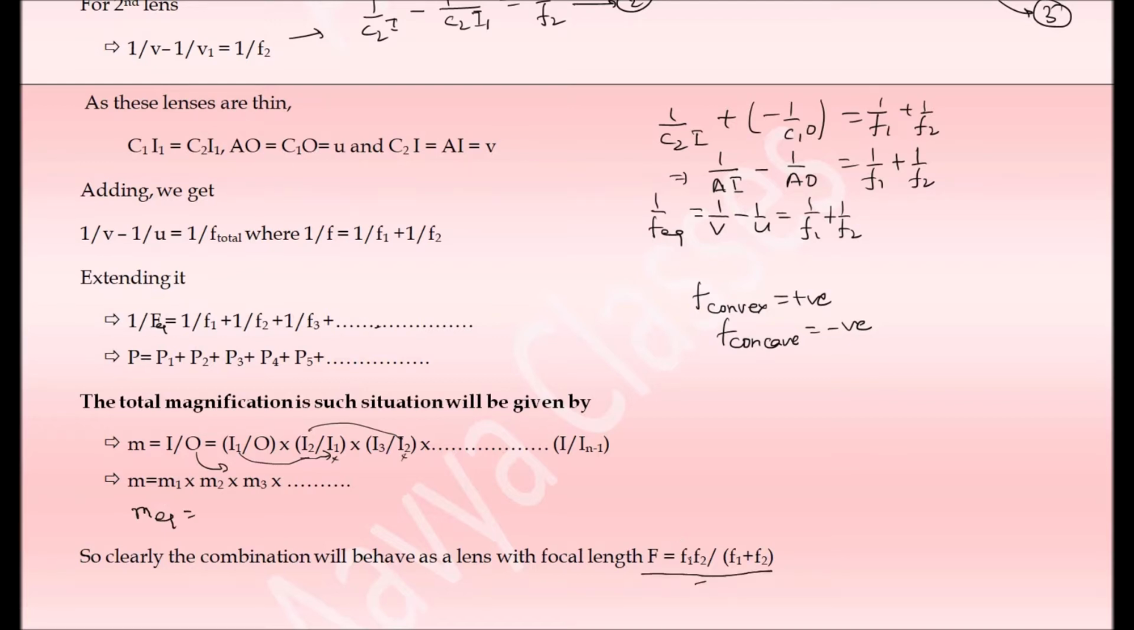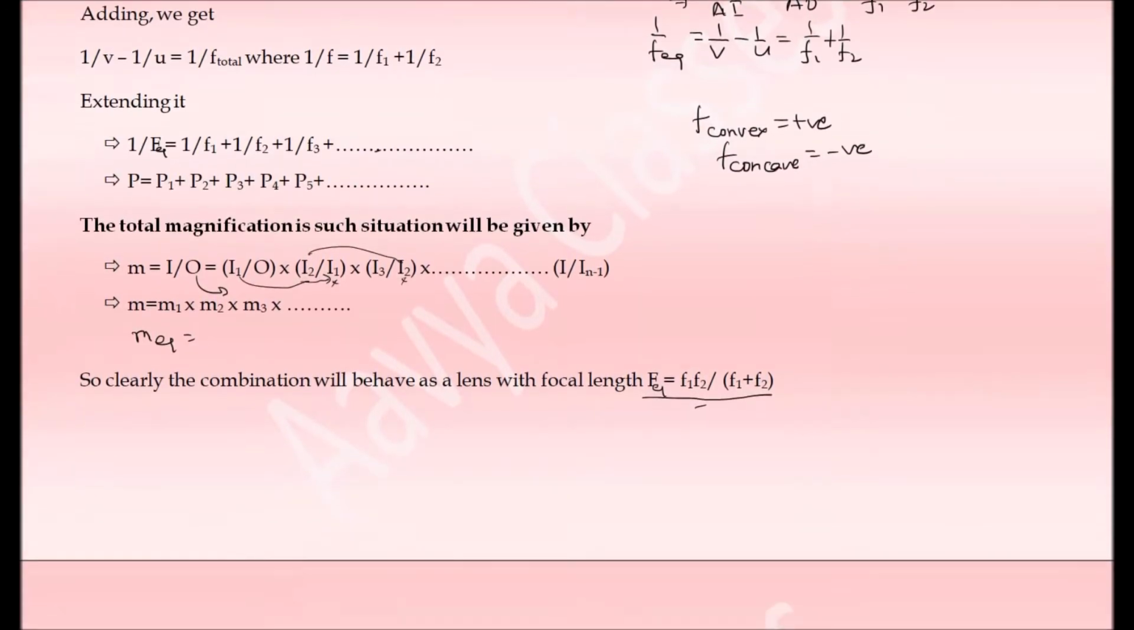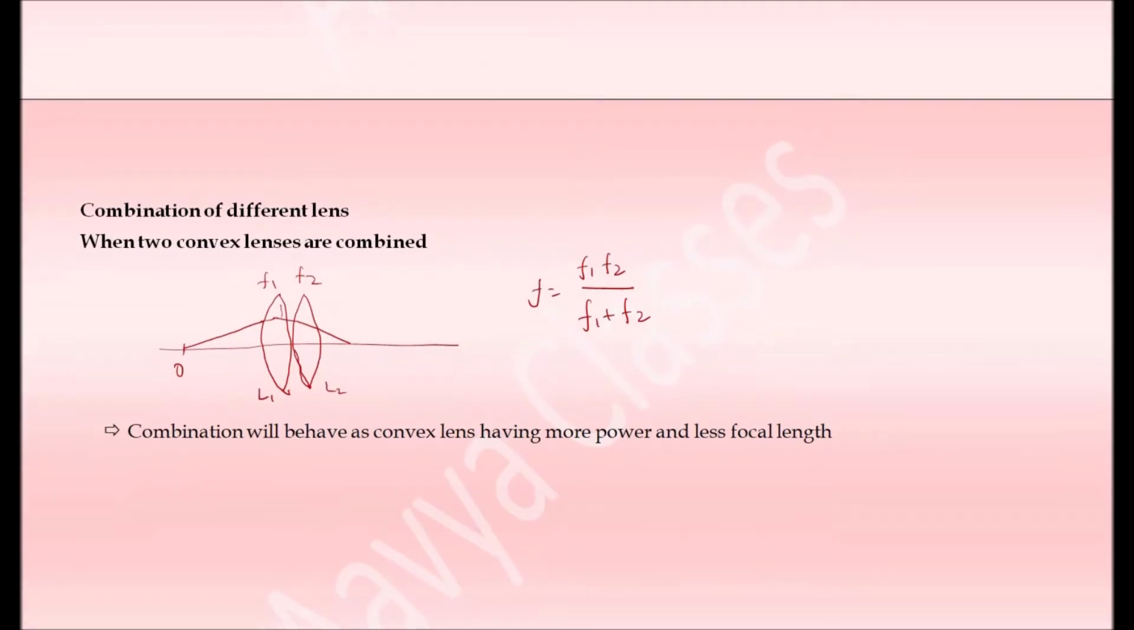If after calculation we get the net focal length, or the equivalent focal length, with a positive sign, then it clearly means that the equivalent lens will work as a convex lens or convergent lens. And if after calculation we get the equivalent focal length with a negative sign, or a negative value, then it means the combined system will work as a divergent lens. So this is the basic concept about the combination of lenses. And now we will apply this combination of lenses in different situations.